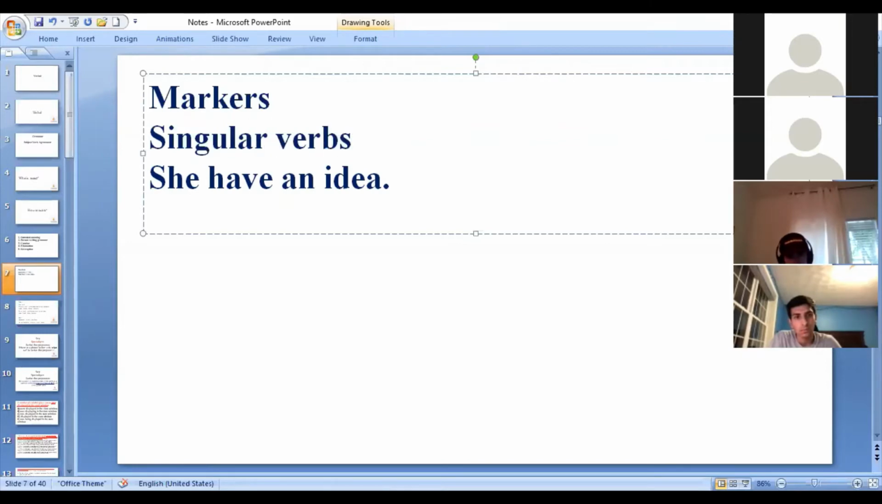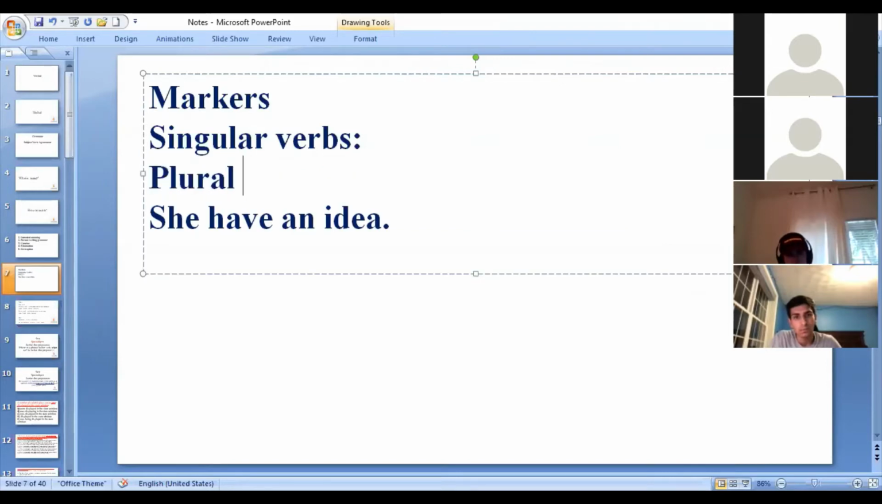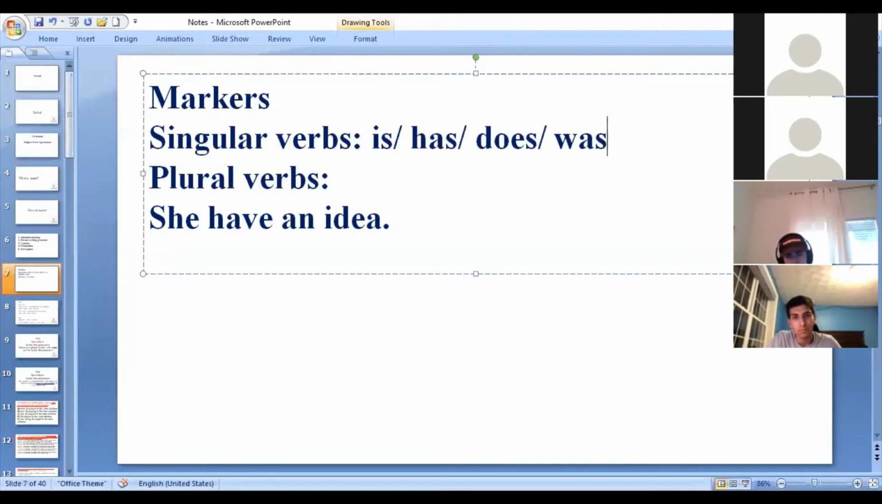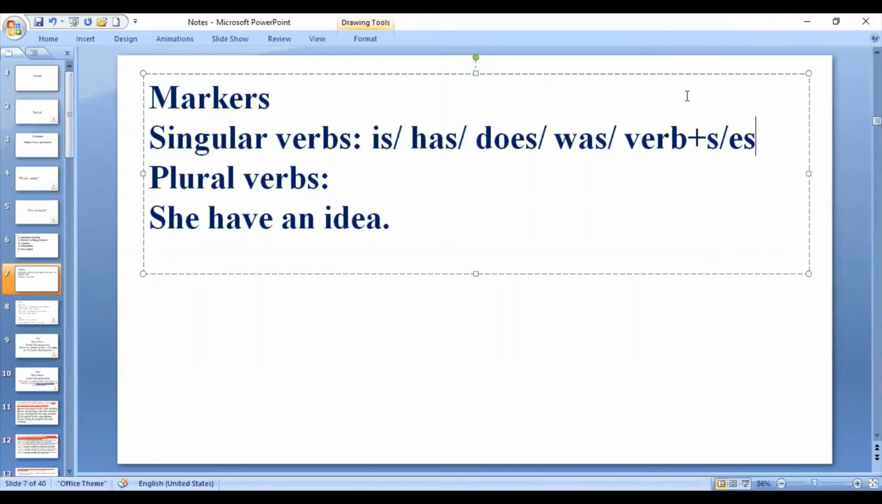So remember, whenever you are reading sentences, passages, paragraphs, and words are underlined, if you find singular verbs underlined, it means it wants you to check at least once. If you find plural verbs underlined, it wants you to check at least once. So what are the singular verbs? Is, has, does, was, and whenever we add s or es to a verb, it becomes singular. Example, she goes, not she go. Why? Because we make the verb singular. She walks, not walk. Why so? Because we make it singular. So this is your marker.